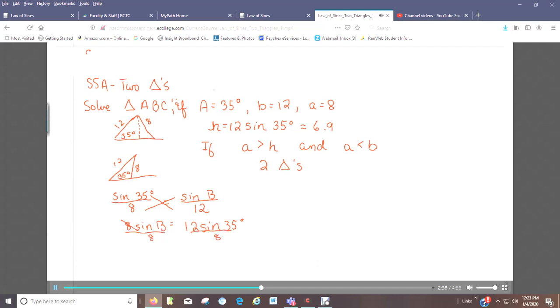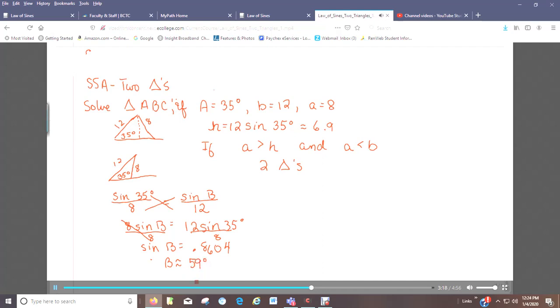And I'm going to put 12 sine of 35 divided by 8 into my calculator. And that comes out to 0.8604. Now here's where you have to remember how to get angle B. To get angle B, we're going to do sine inverse in our calculator of 0.8604. So in my calculator, if I do sine inverse, I'm going to get approximately 59 degrees.